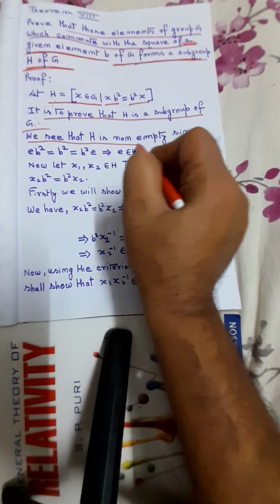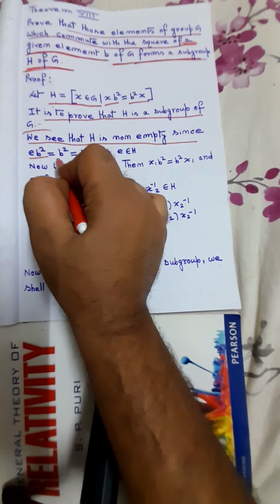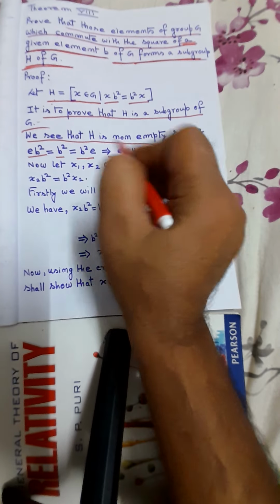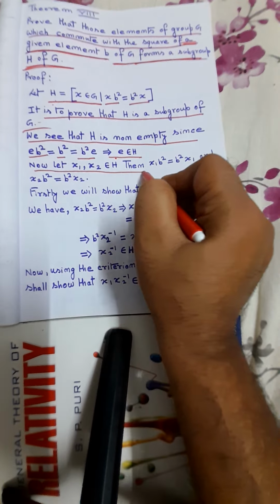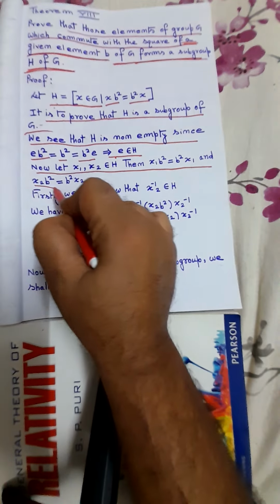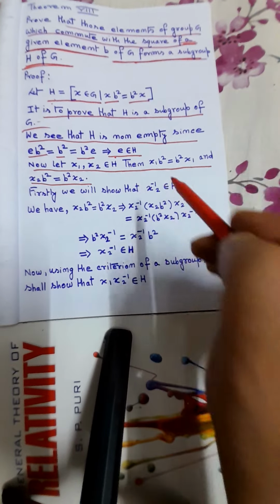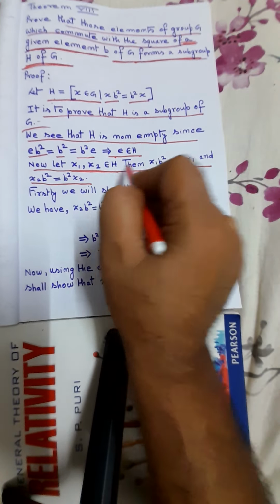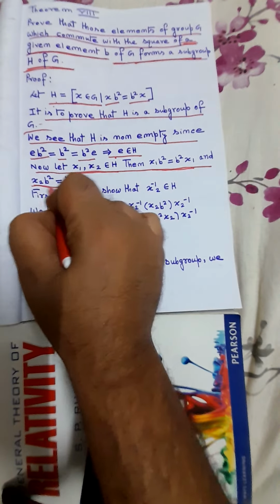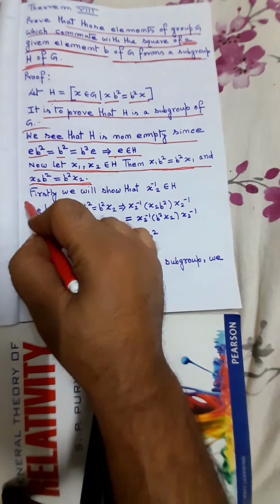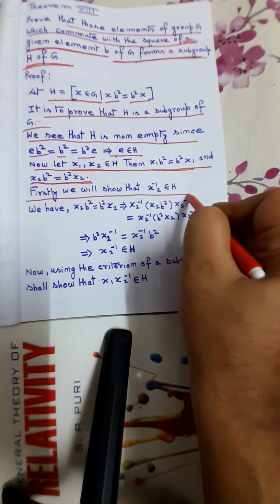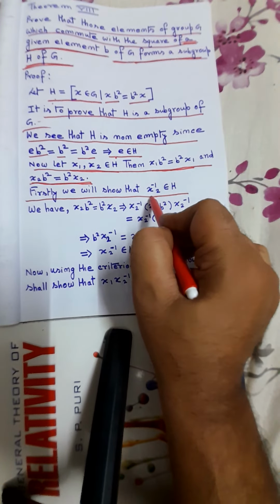We see that H is non-empty, since e b square equals b square e, which implies e belongs to H. Now let x1, x2 belong to H, then x1 b square equals b square x1 and x2 b square equals b square x2. Firstly we shall show that x2 inverse belongs to H.